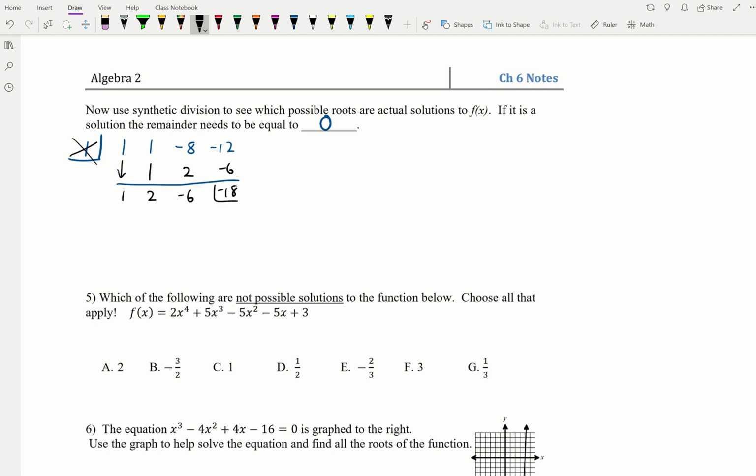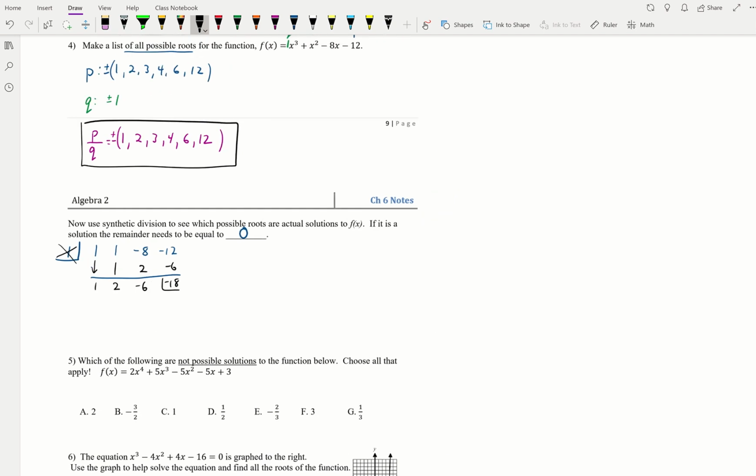Now, we could repeat this process, all right? And we could just keep trying different numbers. To speed this up, just for the sake of the video, I'm not going to go through every single possibility until I find one that works.